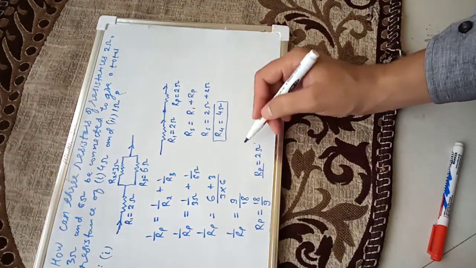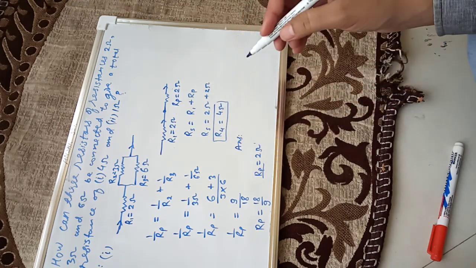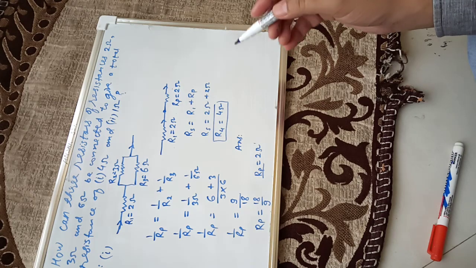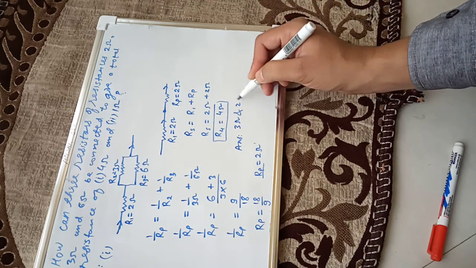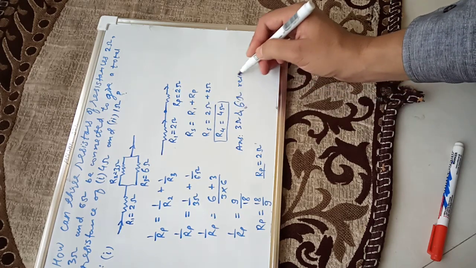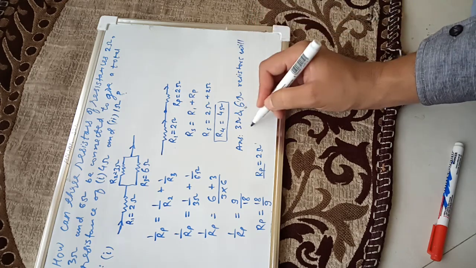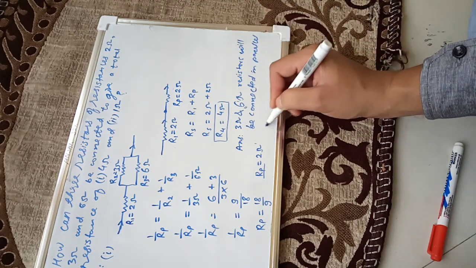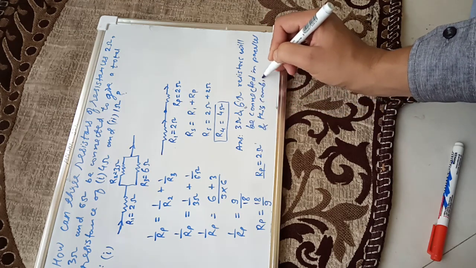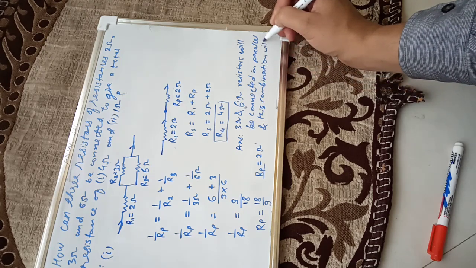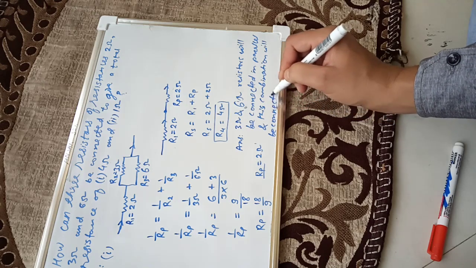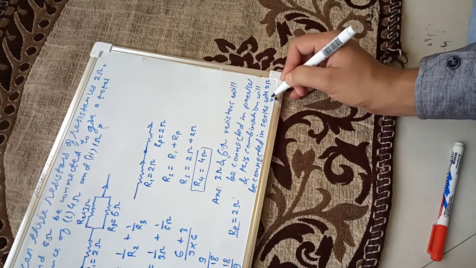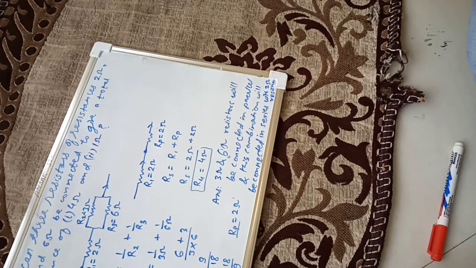So if the question is asked, how will we write the answer? We will write that 3 ohm and 6 ohm resistors will be connected in parallel, and this combination will be connected in series with the 2 ohm resistor. This is it. This is our solution.